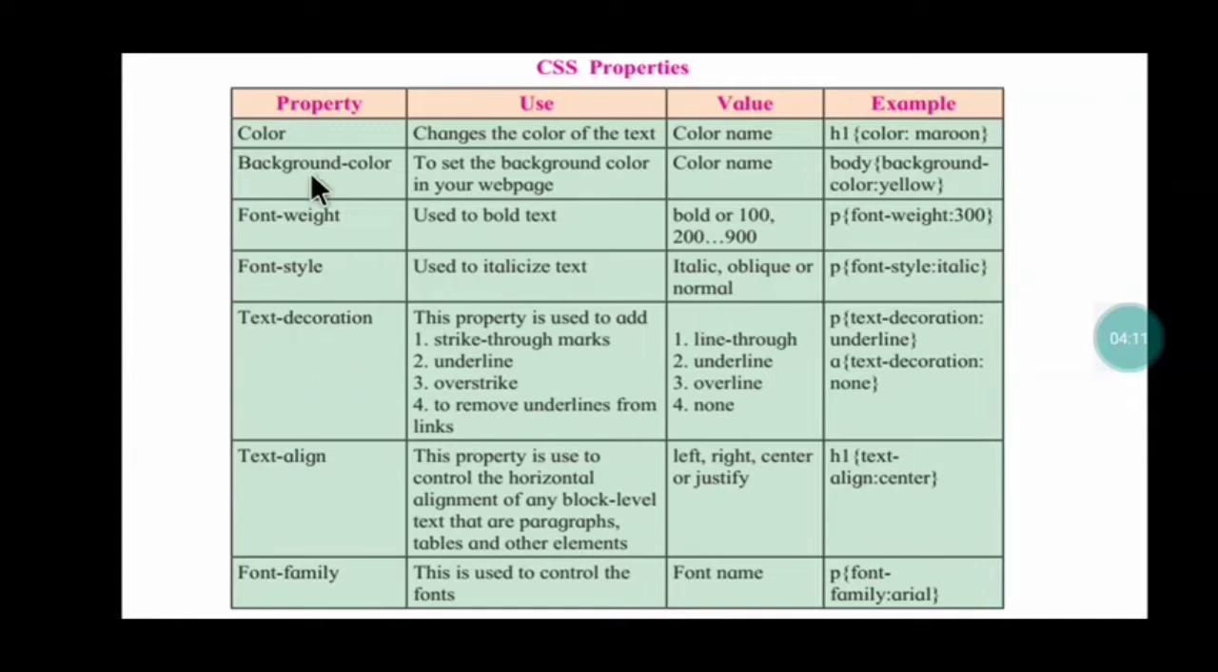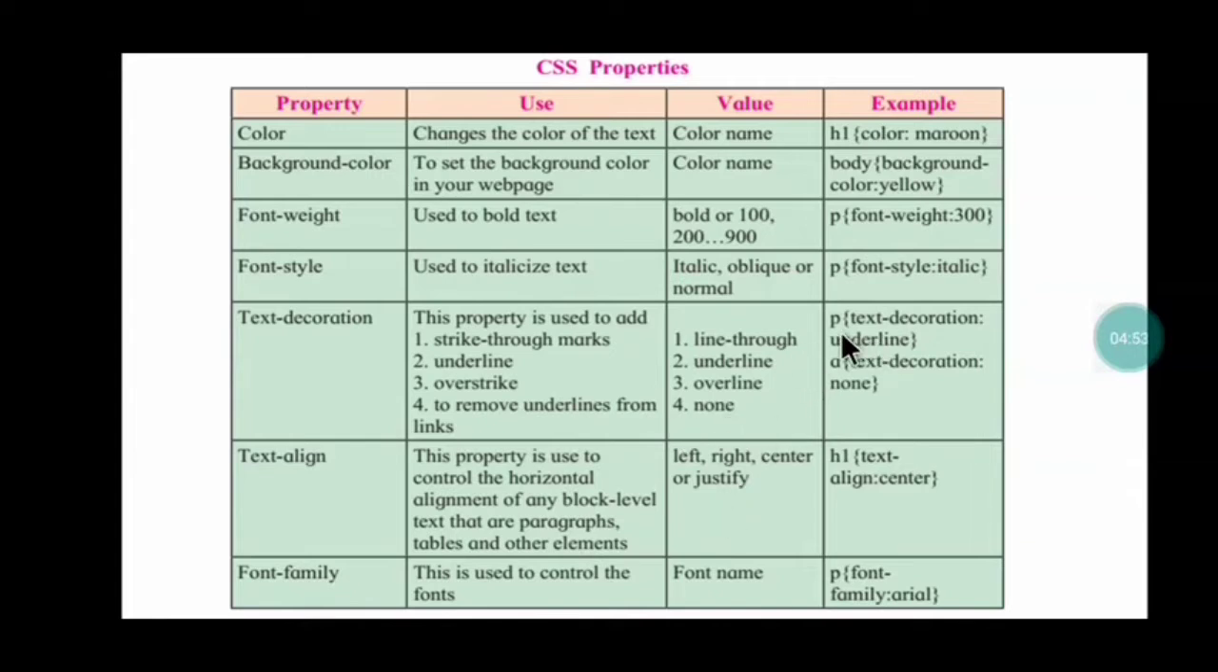The next property given is text decoration, and it is used to decorate the text. If you use strike through, it will display a cancellation mark on your text. That is called the strike through effect. Underline shows a line below the text. Overline will display a line over the text. And the next one is to remove the underline from a link. These are the different uses of text decoration. The value you can give is line through, underline, overline, or, if you don't want to show any line, none.